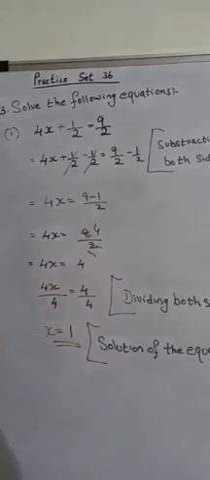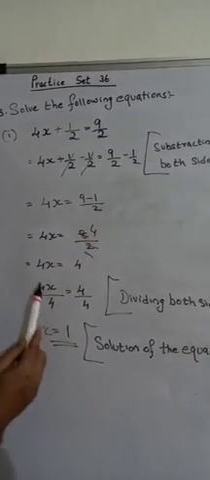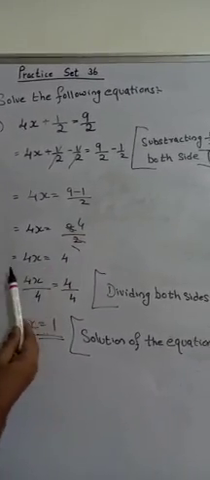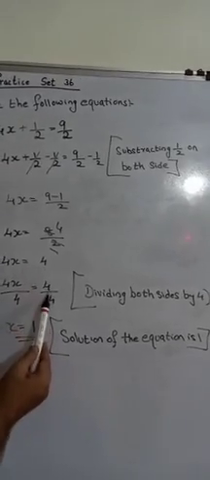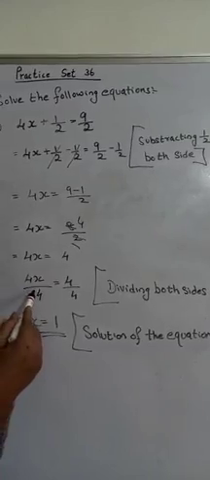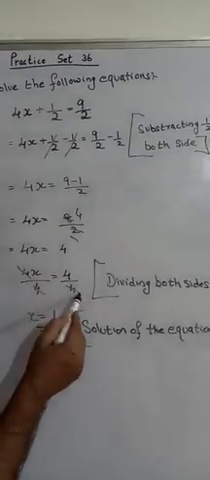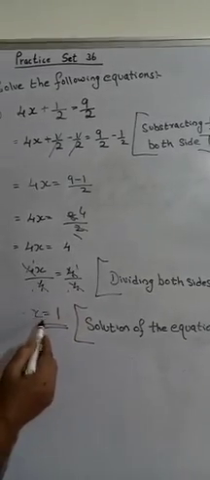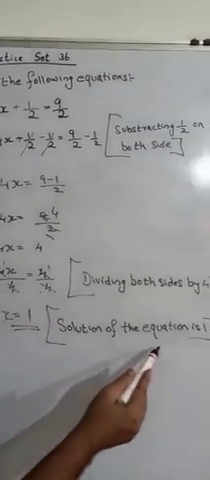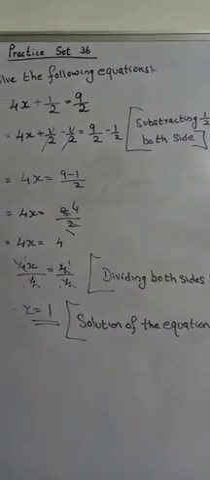4x is equal to 4. Now we are going to divide by 4 on both the sides. So 4x upon 4 is equal to 4 upon 4. Here the 4 goes. So what's left? x is equal to 1. The solution of the equation is 1.